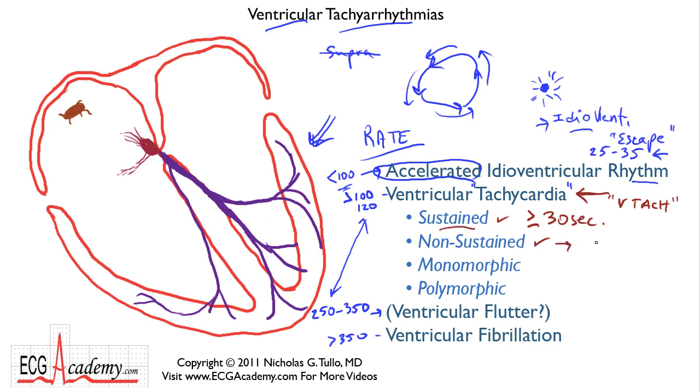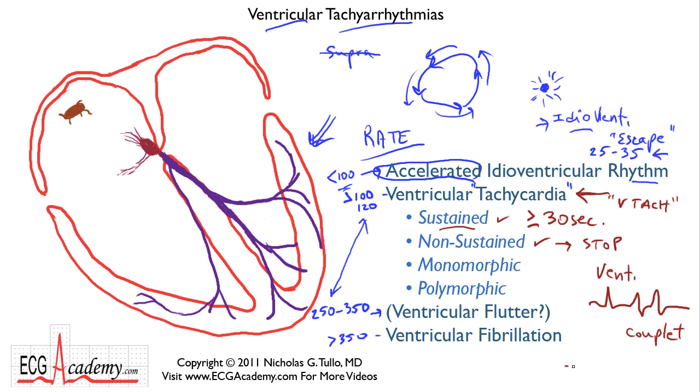Non-sustained, of course, means it stops by itself, and it may last anywhere from 3 beats all the way up to 30 seconds. Now, why do I say 3 beats? Well, let's go back to the ventricular ectopy. If you remember, if you have 2 beats in a row of ventricular ectopy, if you have 2 PVCs in a row, we call that a couplet.